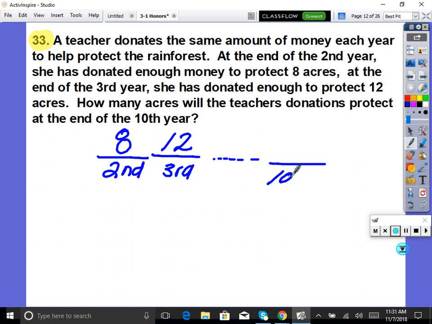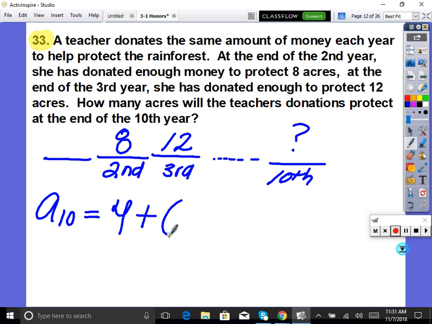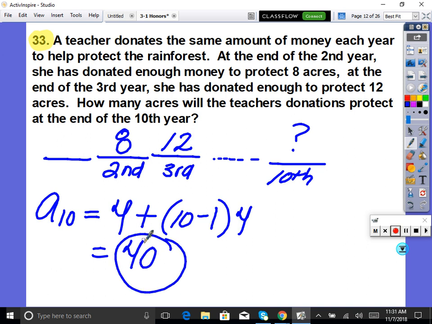So aren't we wanting this year? Now we'd say, okay, so we're asked to find the 10th term, aren't we? So you'd say a sub 10 is equal to a sub 1. Uh-oh, that's a sub 2. What's a sub 1? Yeah, so we have to use 4. Then plus, and then n is 10, minus 1 times our common difference of 4. So you calculate it, and on the 10th year, she's going to be donating 40 acres. Does that make sense? Okay.